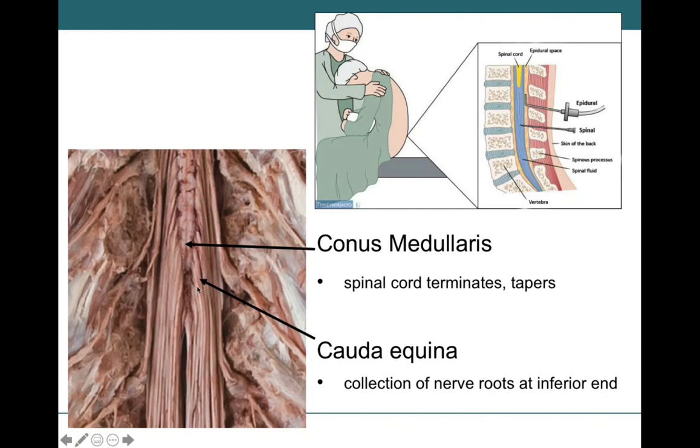This bundle of spinal nerves that's found beyond the conus medullaris is known as the cauda equina. And in Latin, cauda equina means horse's tail, because this looks sort of like a horse's tail with all these spinal nerves bunched together. So you can see up in this picture, we have the spinal cord terminating. This is the conus medullaris.